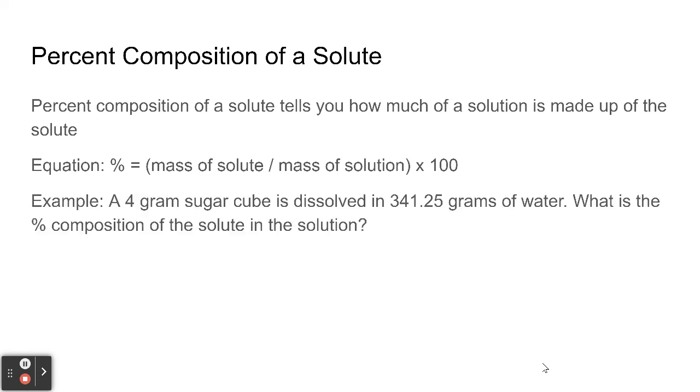So let's work through a question together here. A 4-gram sugar cube is dissolved in 341.25 grams of water. What is the percent composition of the solute in the solution? So I'll give you a couple of moments to try to work through this one, see if you can figure it out using that equation, and then we'll see if you're correct. We'll move on.